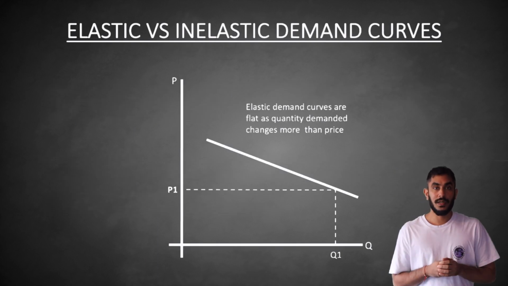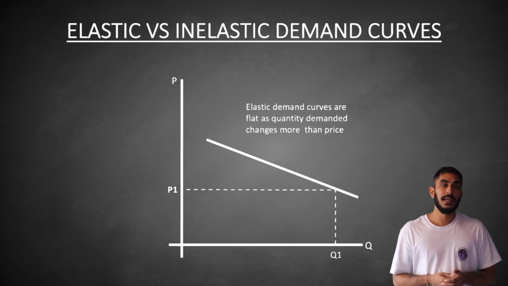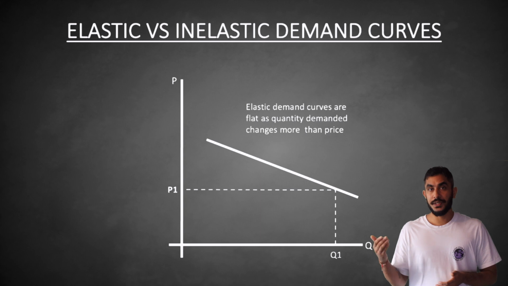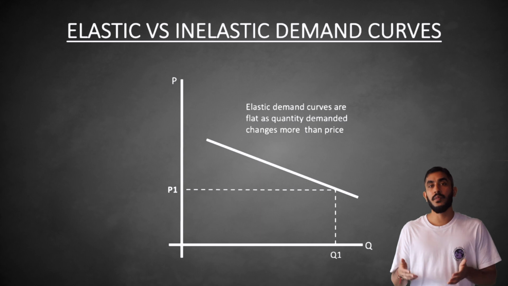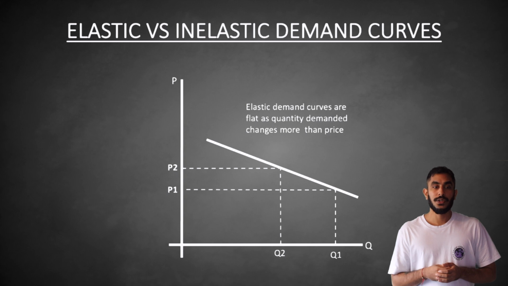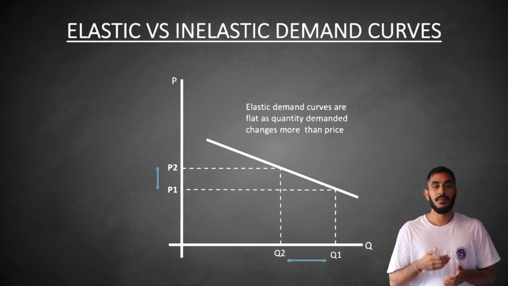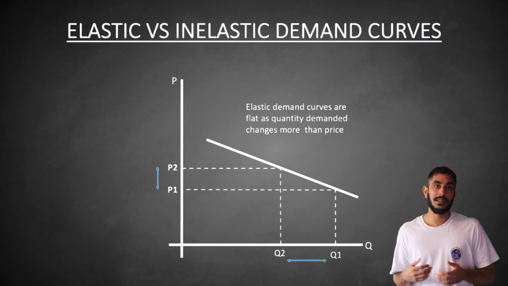We can draw demand curves to indicate whether the demand for a good or service is elastic or inelastic. If the demand for a good is price elastic, remember a change in price will lead to a more than proportionate change in demand. In other words, when the price of a good changes, demand will change by more than the price changed. I've drawn an elastic demand curve in this example, showing that a change in price has led to a more than proportionate change in demand. Therefore, elastic demand curves are flat, showing that demand on the x-axis changes more than price on the y-axis.